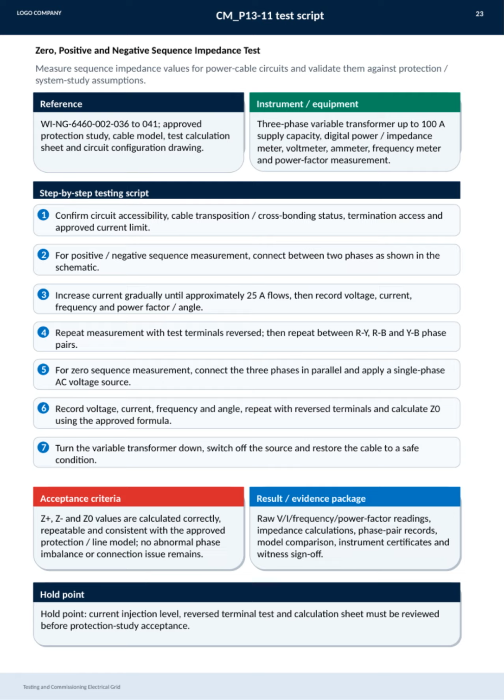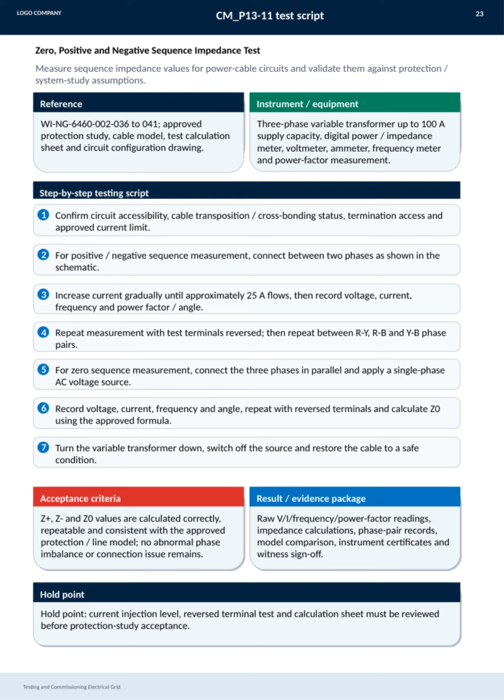The testing script consists of 7 crucial steps, starting with confirming circuit accessibility and cable status, then connecting phases for positive and negative sequence measurements, gradually increasing current to around 25 amps and recording all relevant values. For zero sequence testing, the 3 phases are connected in parallel with a single-phase AC voltage source.